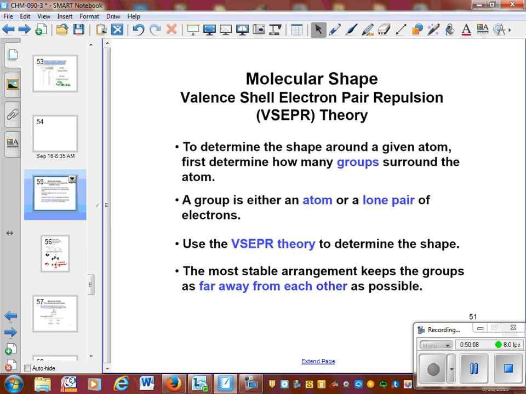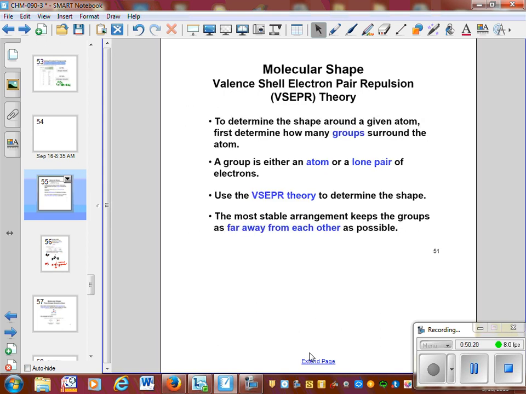So here I have the central atom. So I have one pair. I put the other pair here, opposite side. What is that angle? 90 degrees. Try again. 180 degrees. What's that shape? Linear.